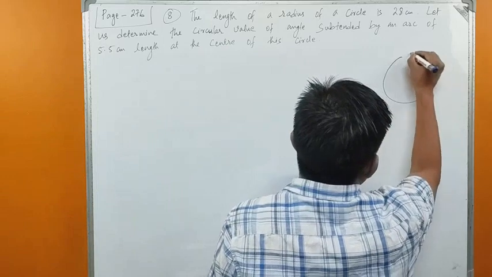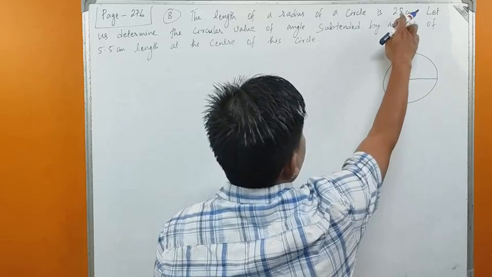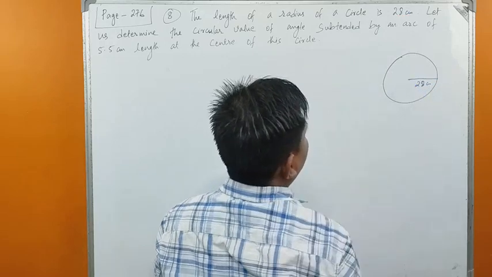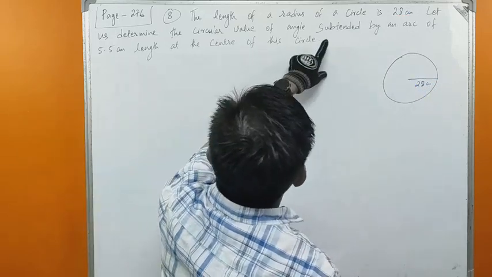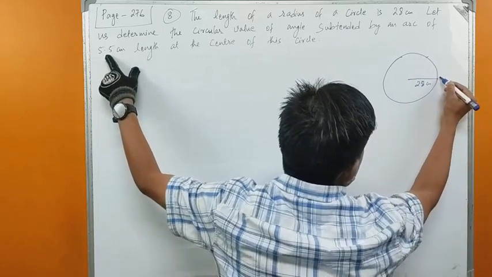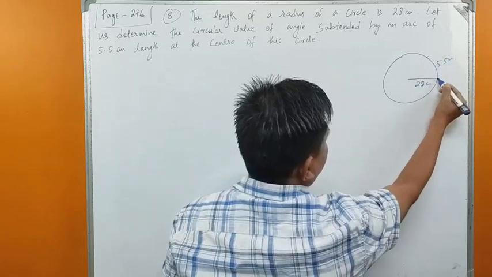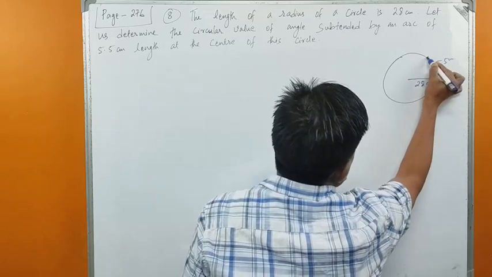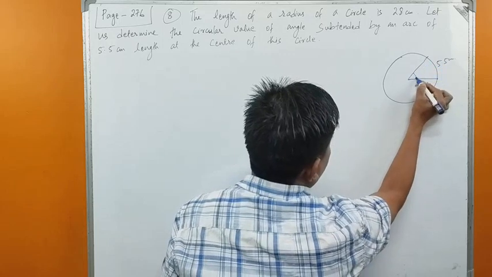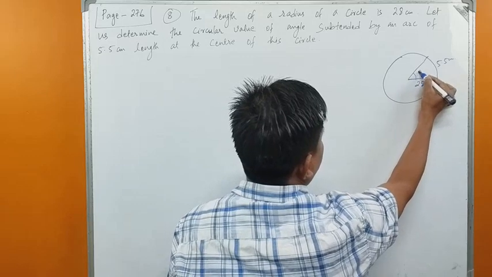Let's assume this is the circle and this is the center of the circle and this is the radius of the circle, and the length of the radius is given to us as 28 centimeter. Now we have an arc of length 5.5 centimeter. Arc means this length from this point to this point. So we draw another line joining the center of the circle. Now the angle formed at the center we don't know, and we are asked to find the value of this angle. So let the angle formed at the center be theta.